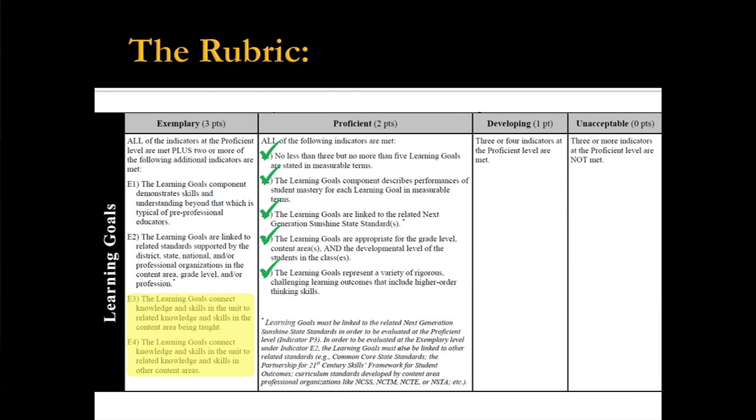Down here, that's all about connection. Connecting your learning goals to other elements of your content area is E3, and E4 is connecting your learning goals to other content in other areas. Because really, nothing we learn is in isolation, is it? It's all connected. Show that, and you can demonstrate exemplary performance.